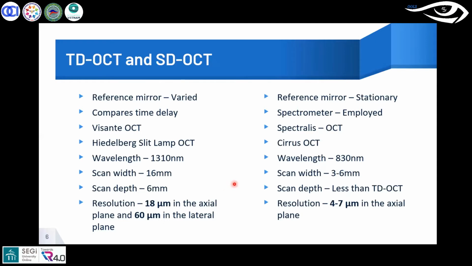So when you see spectral domain OCT, the reference mirror is going to be stationary, but there is a spectrometer which is used for analyzing the spectrum which is obtained. So examples for this type include the Spectralis OCT and the Cirrus OCT. The wavelength which is used in this type of OCT is 830 nanometers, and the scan width is actually reduced to around 3 to 6 mm, and the scan depth is also reduced compared to the time domain OCT.